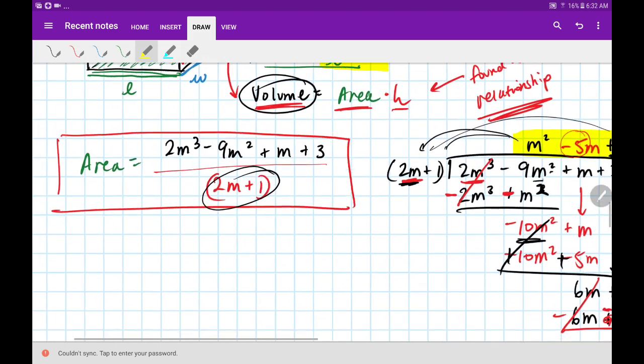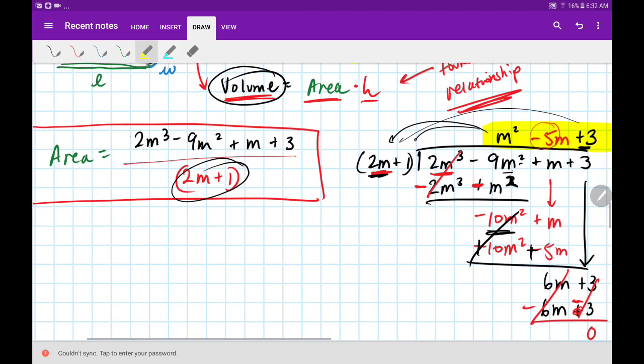So the area is equal to this big division problem, which we have simplified down to just m squared minus 5m plus 3. That would be the final answer.